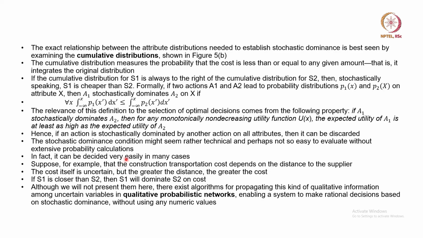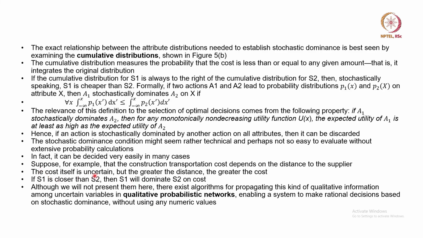So even though you may not know some of the variables properly, or you may not decide it so easily, there are some places where it can be decided easily. For example, suppose that the construction transportation cost depends on the distance to the supplier. The cost itself is uncertain, but the greater the distance, the greater the cost. So it's something like saying that you have the preference between this and this, even though you can't pin it down and say this is the cost basically, okay.